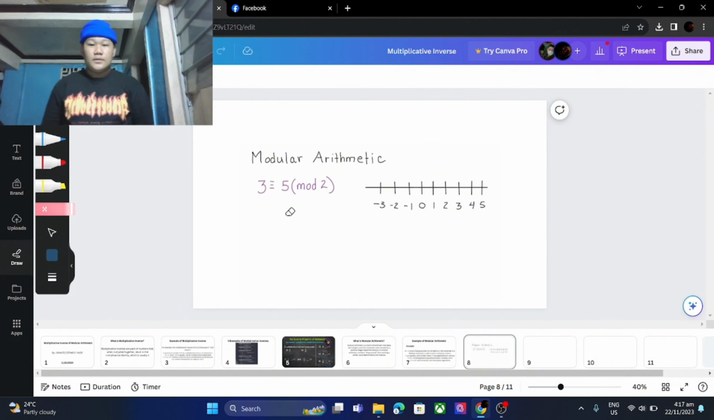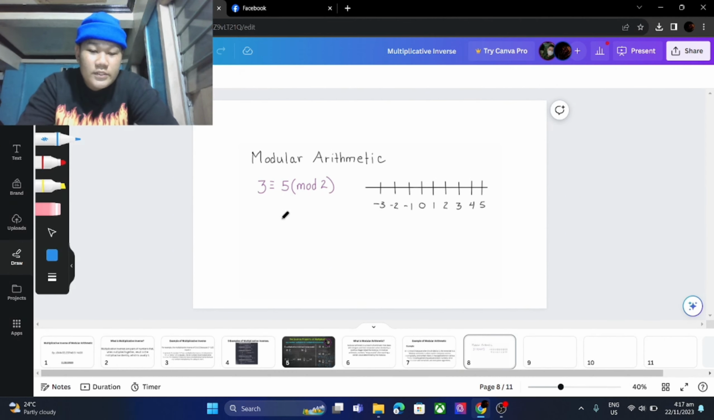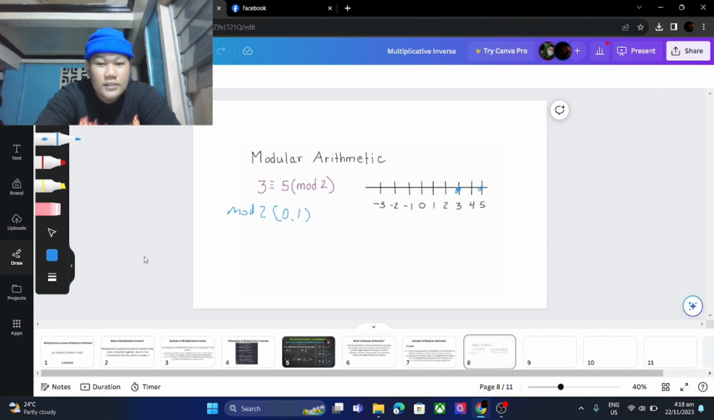So here is my example of modular arithmetic. As you can see po, ma'am, 3 congruent 5, open brackets mod 2. So, 3, 5, tapos mod 2. Ang pasabot sa mod 2, ma'am, is 0, 1. So, dili siya mabot og 2 kay mod 2 lang man siya. So, mas highest ang mod 2, less than lang siya ang value niya.